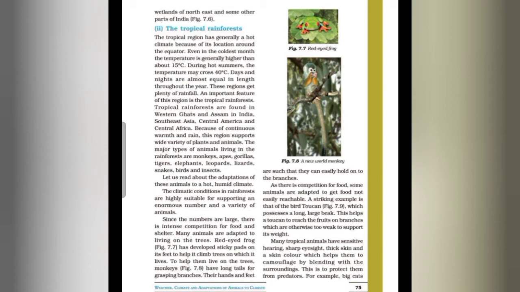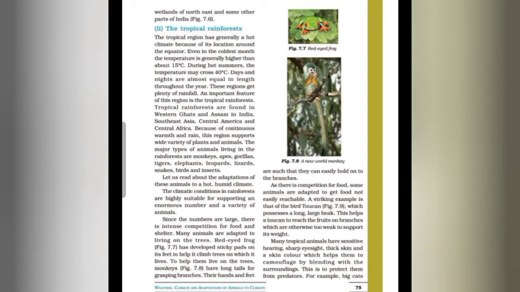As there is competition for food, some animals are adapted to get food that is not easily reachable. A striking example is the bird toucan, which possesses a long, large beak. This helps the toucan to reach the fruits on branches which are otherwise too weak to support its weight. The toucan has a long, colorful beak which measures more than half the length of its body. The long beak helps it reach fruits on such branches which are too weak to support its weight or the weight of any other animal.